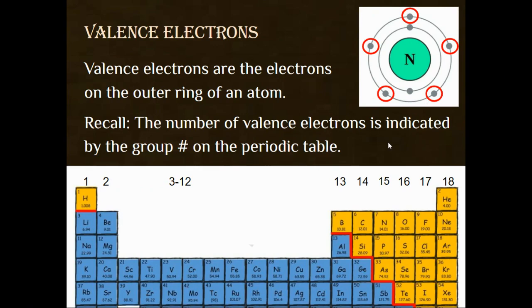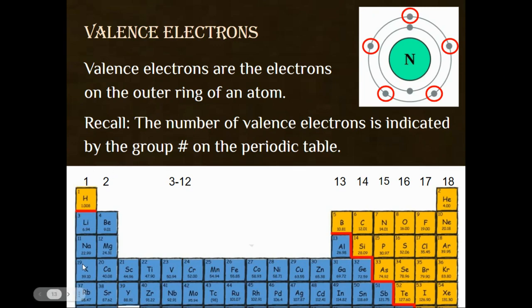Recall that the number of valence electrons is indicated by the group number on the periodic table. Here we have the group numbers for each group below. Remember, groups are vertical, they go up and down, they are the columns on the periodic table. We can have more than 8 valence electrons, which we're going to talk about in a little bit.